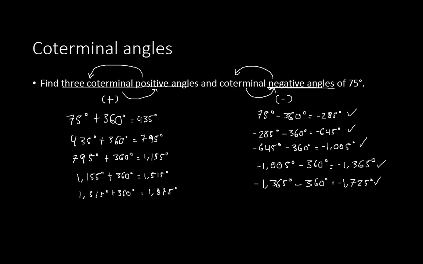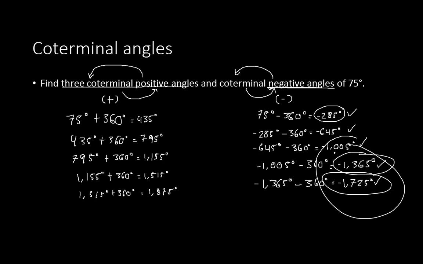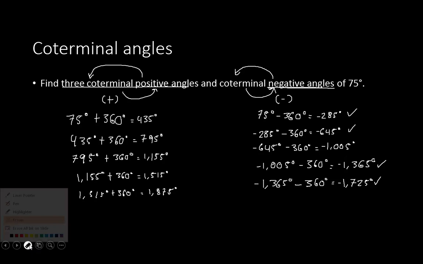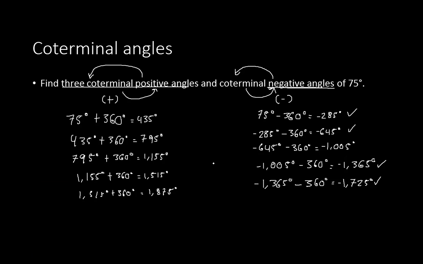They're all correct. But it's up to you which three you would like to prefer. For example, you can pick this one and this one, or you would rather pick the last three, and so on and so forth. As long as it's negative coterminal angles, all right? As long as it's negative. But again, because it's too broad, because we have an infinite number of coterminal angles, whether positive or negative, it's better to just stick to what I taught you.